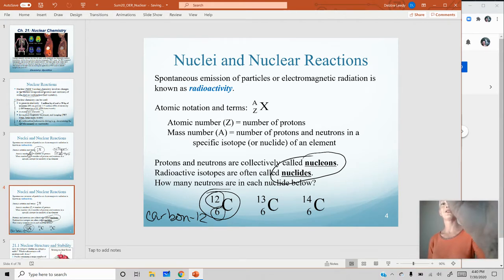So carbon-13, of course, by the time we do the math, we realize that that one has 7 neutrons, and then carbon-14, we know will have 8 neutrons.